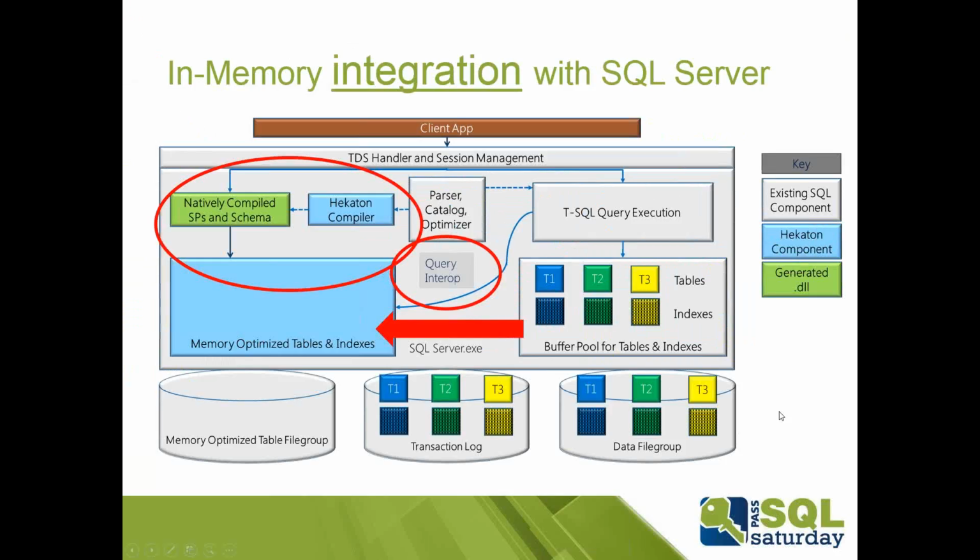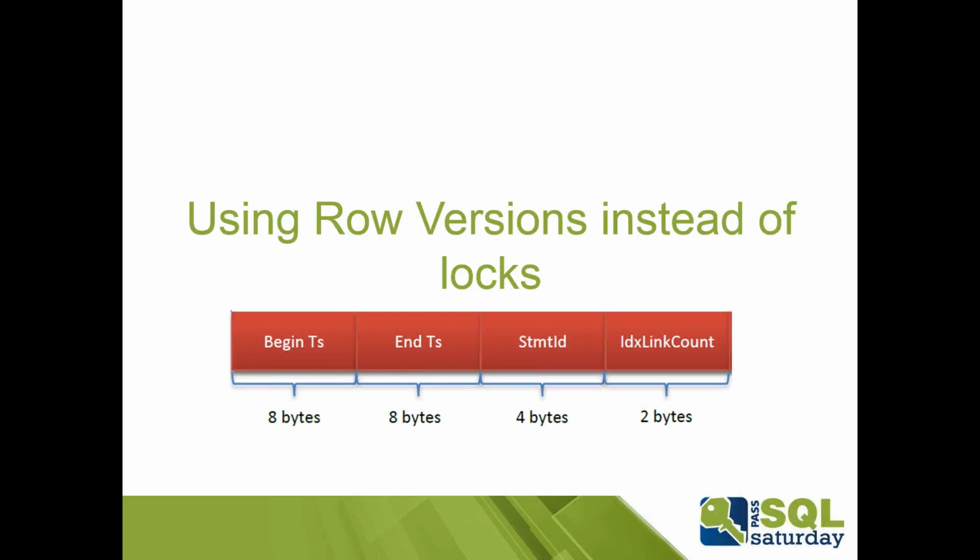So continuing with the slides. One of the reasons why memory optimized tables are very fast and really useful is that they use an optimistic concurrency control called row versioning. So instead of locking the rows or the tables that it's updating, inserting, or deleting data from, it's just using a row version. That row version has a begin timestamp and an end timestamp.